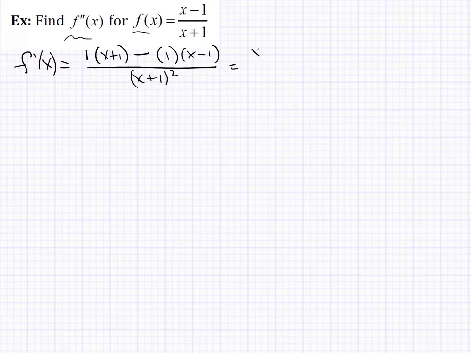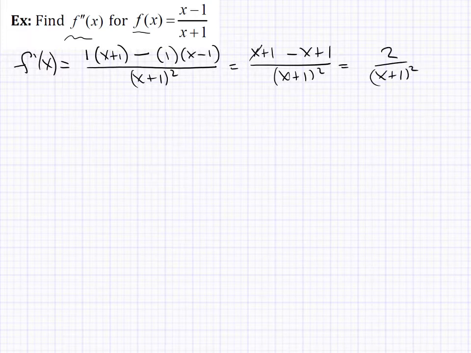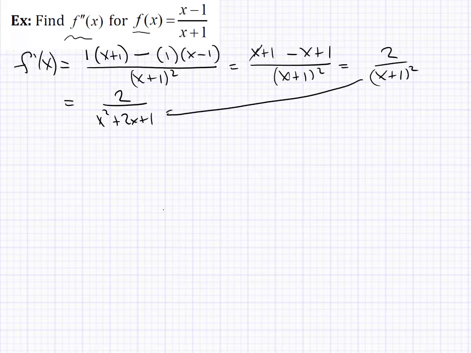Simplifying, I would get x plus 1 minus x plus 1 over x plus 1 squared, which would give me the x's canceling and give me 2 over x plus 1 squared. Then I want to take the derivative of that. Once we learn the next rule, which would be the chain rule, we'll have an easier way to do this, but for right now we don't have that. So I'm going to write this as 2 over x squared plus 2x plus 1. That's this squared. I do that mainly because this is the easiest form of this denominator to take the derivative of.